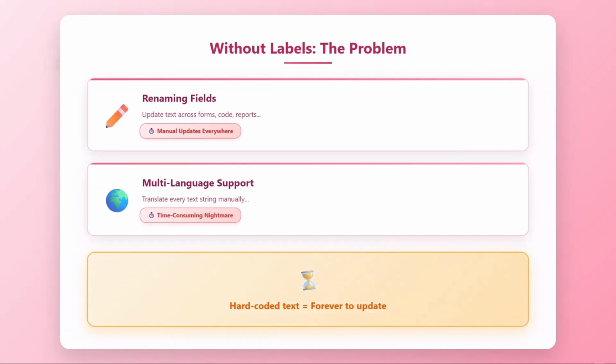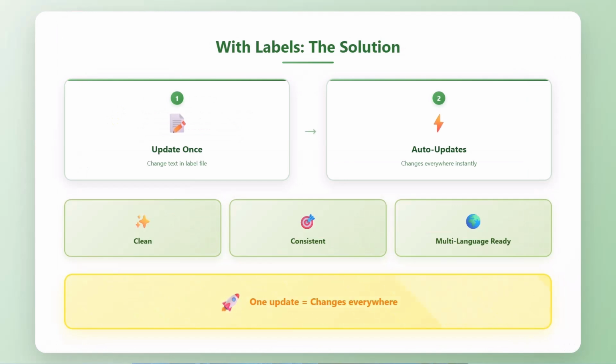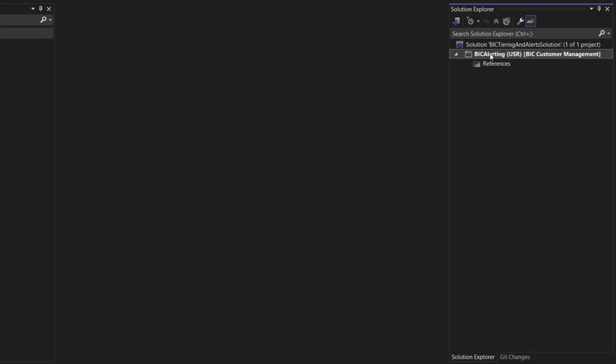Well, imagine if tomorrow you had to rename a field or translate your entire application into another language. Updating every piece of text manually would take forever. But with labels, you just update the text once in the label file and it automatically changes everywhere that label is used. It keeps things clean, consistent, and ready for multi-language support right from the start. Alright, let's go ahead and create it.